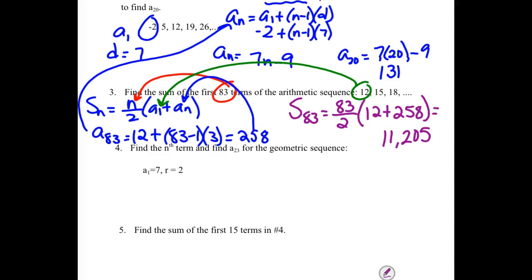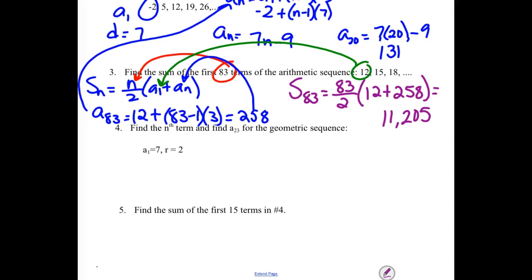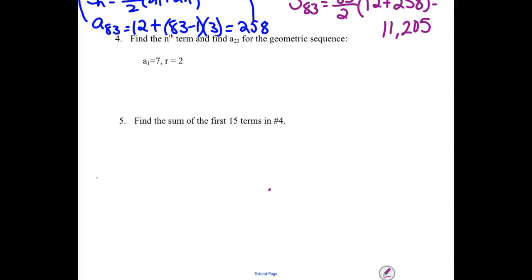Okay. Shifting to geometric sequences, find the nth term. So they want that generic formula for a sub n. For geometric, it's first term times r to the n minus 1. Do we know a first term? Yes. Do we know r? All right, so it's very easy to just dump those in. A sub n equals 7 times 2 to the n minus 1 power. Okay, that's our formula for the nth term, or our rule.